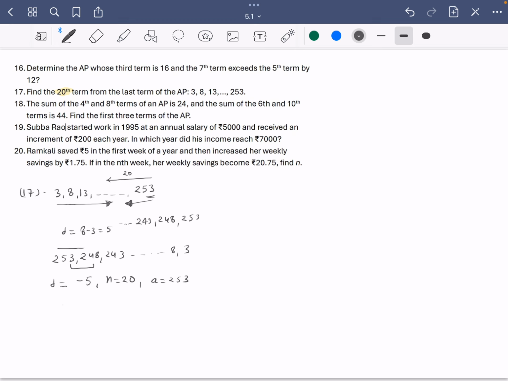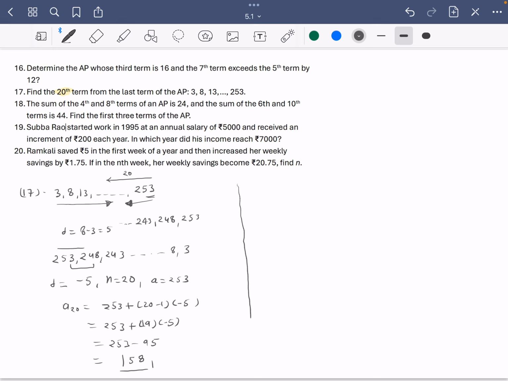So we have to find out the 20th term, so a20 is going to be 253 plus (n minus 1), 20 minus 1, times d, negative 5. 253 plus 19 times negative 5, 253 minus 95, which is going to be 158. So the value of the 20th term from the last is going to be 158.